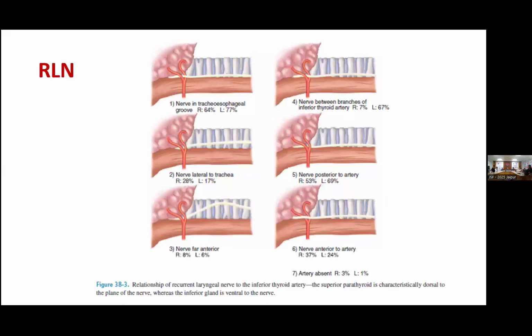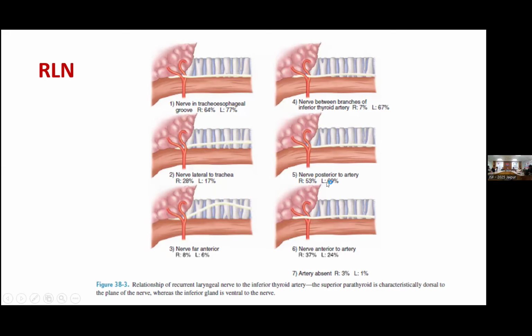Now coming to the recurrent laryngeal nerve, it's obviously in the tracheoesophageal groove most of the time, but it's quite variable. Some cases may come anterior. It has a very complex relationship with the artery itself. In this series, which I have quoted here, though it's not generalized, you can see most of the time it goes through the different branches, but it may be deeper or it may be superficial to them.